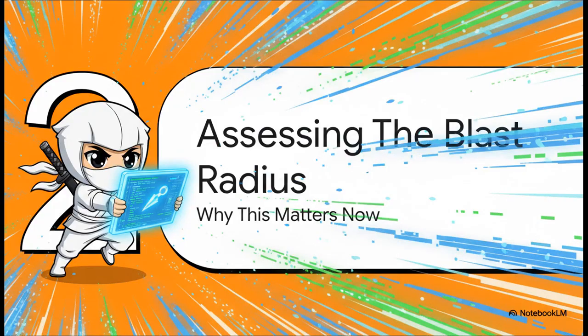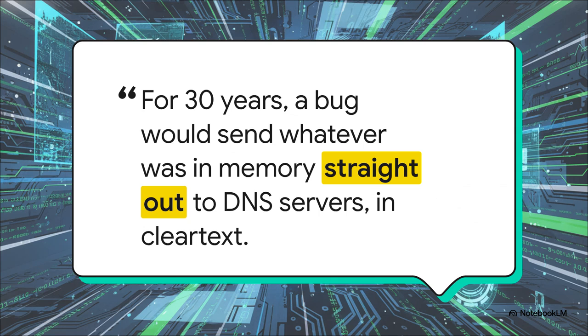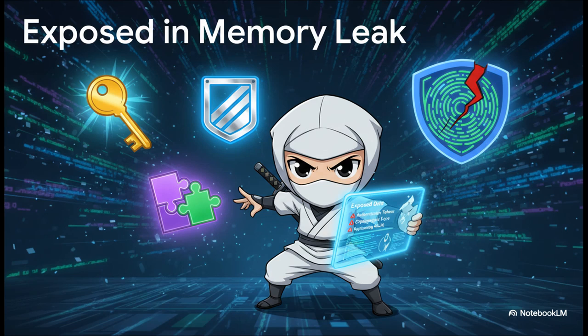So let's talk about that blast radius. What does a leak like this actually mean for you? Why are we issuing this urgent advisory? This is why it matters. You know, this quote from the researchers who discovered it just says it all. For 3 decades, this bug has been sitting there, silently waiting. Anything stored in memory, even for a split second, was at risk of being broadcast, totally unencrypted, for anyone listening to just scoop up.